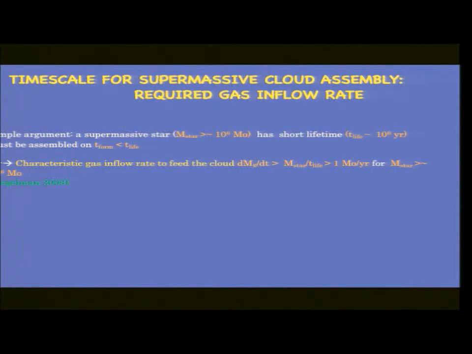So that gives you already a limit on the mass inflow rate that you need to have to assemble the cloud that will produce the star. That's basically related to the mass of the star divided by the lifetime, which gives you a minimum inflow rate, for a star of 10^6 solar masses, of 1 solar mass per year. So you have to pull gas inward at least at this rate if you want to make a supermassive star of 10^6 solar masses.